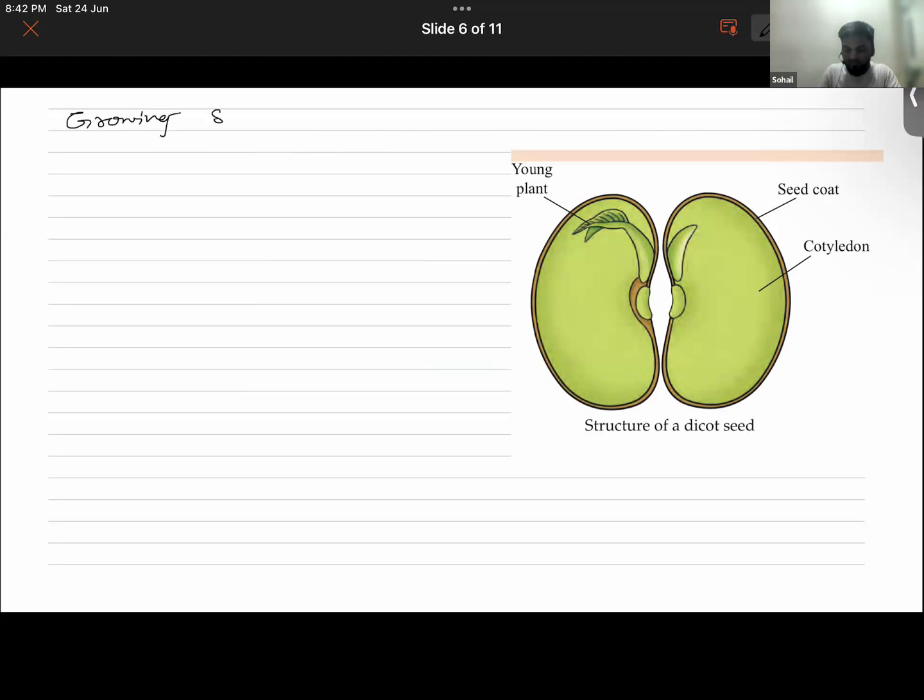So, growing plants from seeds. Plants produce many seeds, but not all of them grow into new plants, right? Not all of them grow into new plants. Why? Because you will see that for a seed to grow into a new plant, it needs a favorable condition.